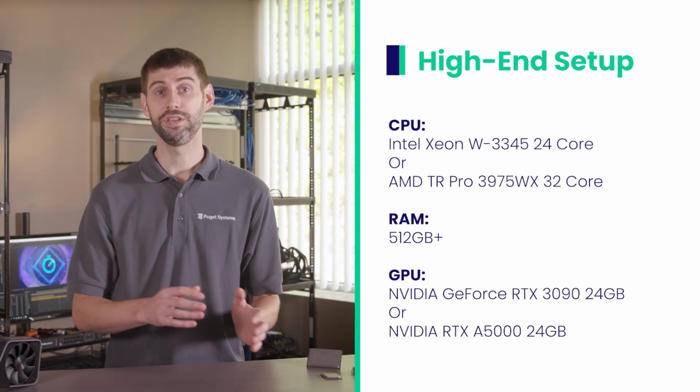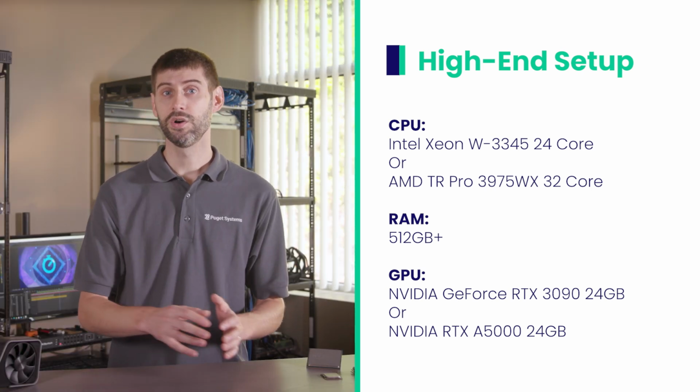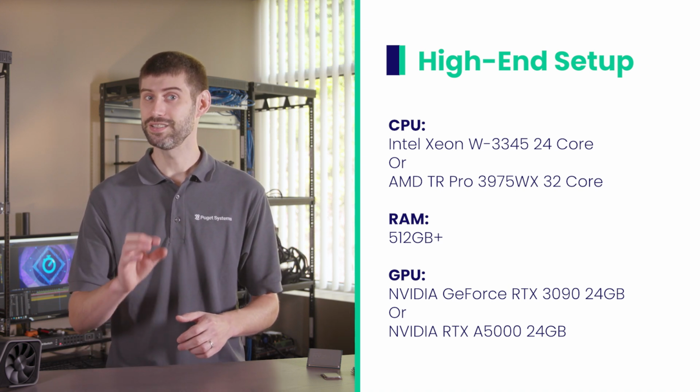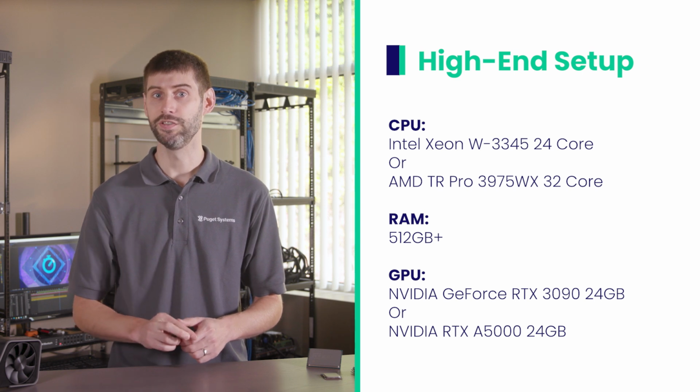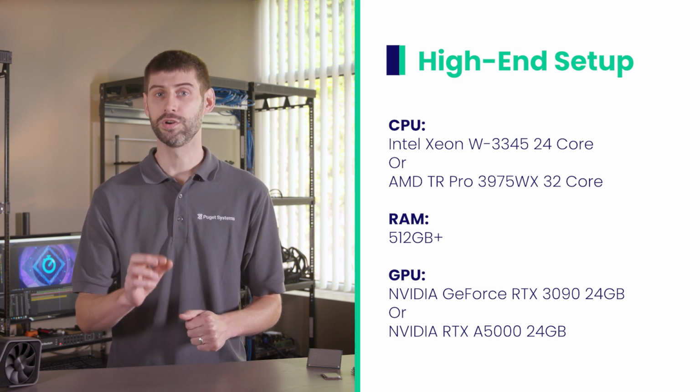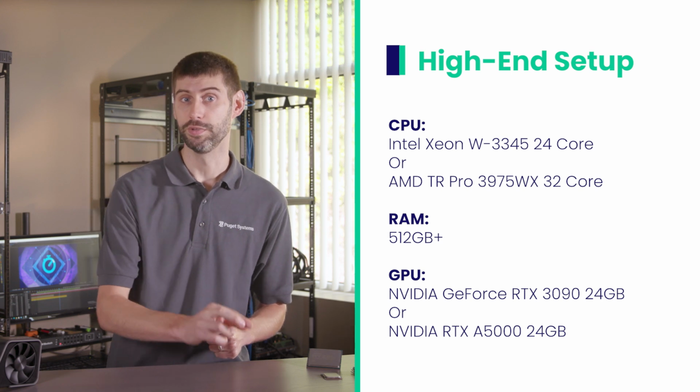You can combine them with either the GeForce RTX 3090 or the RTX A5000 GPU. The A5000 is actually a hair slower and more expensive, but the A series focuses even more on reliability, which can be more important at this level than the raw performance.